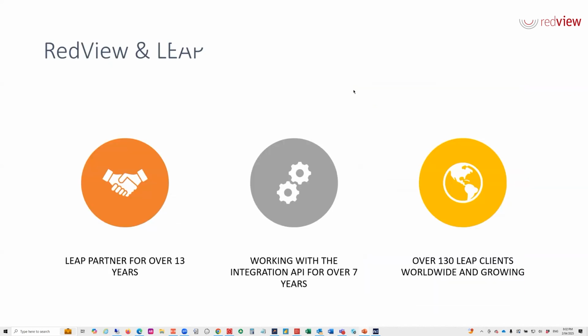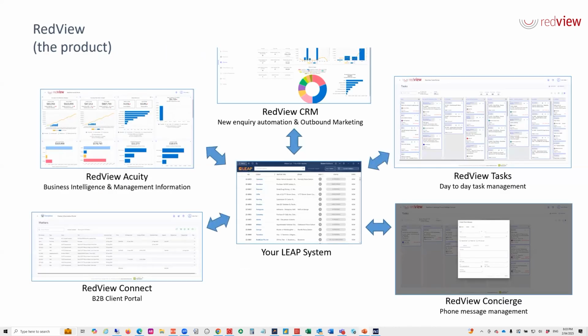So first, a little bit of a background. Our product's based in Australia. We've been a Leap partner for over 13 years now, working in a number of different ways. Most recently, over the last 7 years, we've built a range of products that integrate with the Leap product using their API. And today we have about 130 Leap clients using approximately 180 of our products around the world. The products that we have built with Leap are our CRM tool, which we'll talk about today.